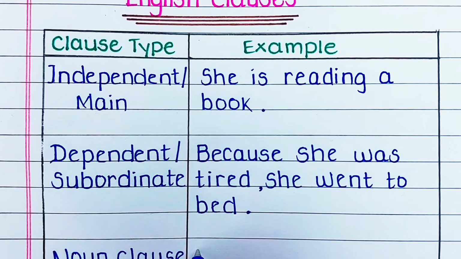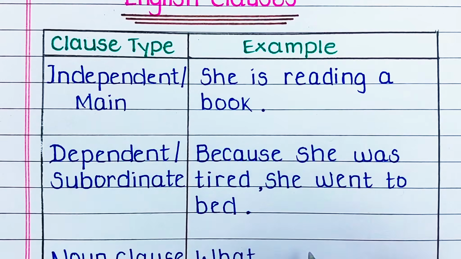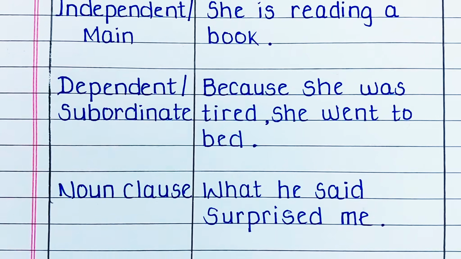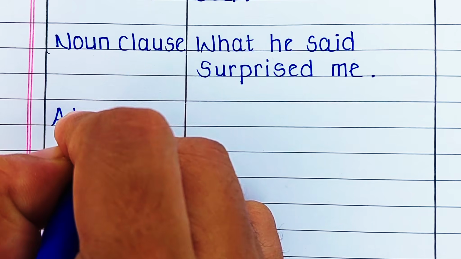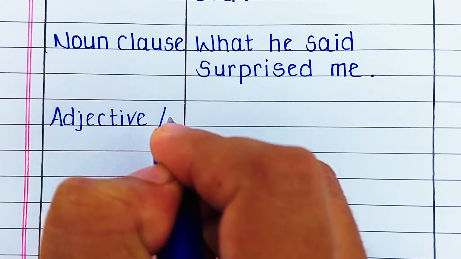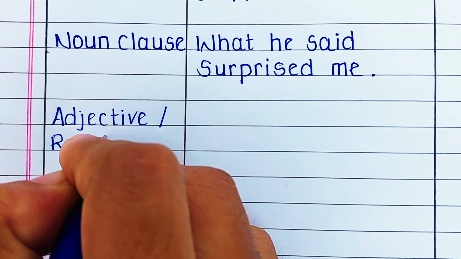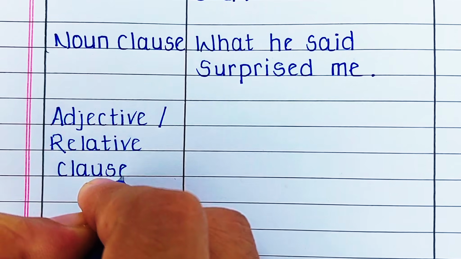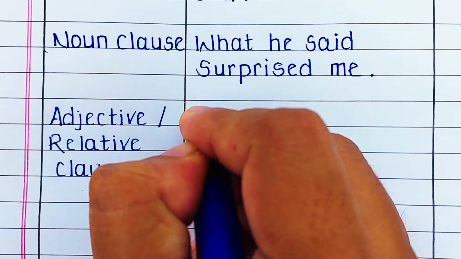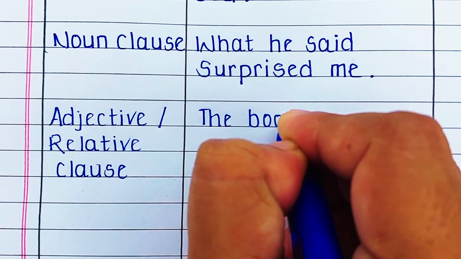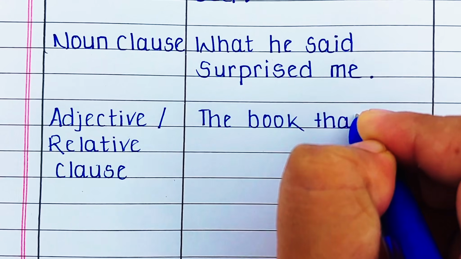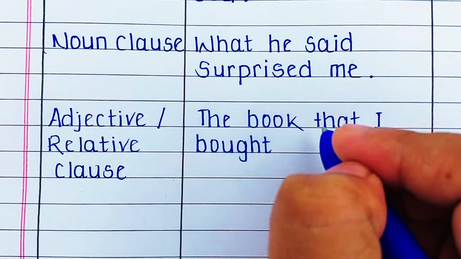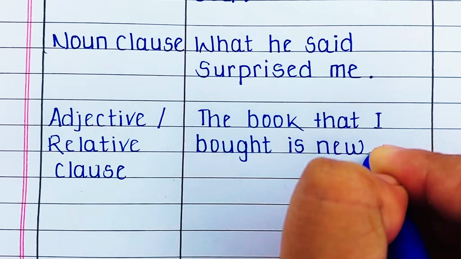The third type of clause is the noun clause. This type of clause acts as a subject, object or complement. For example, what he said surprised me. The next type of clause is the adjective clause or relative clause. This type of clause describes a noun. For example, the book that I bought is new.